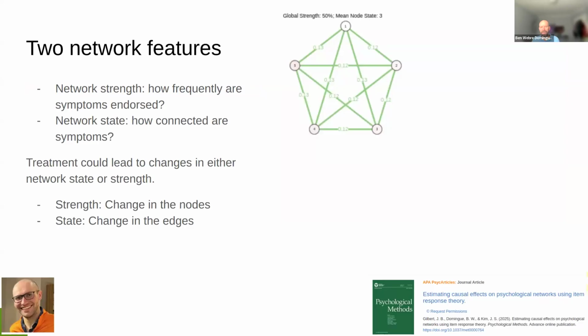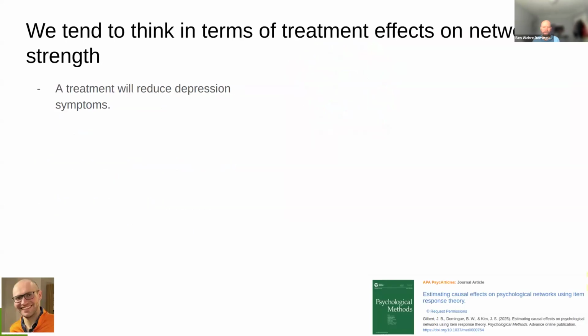So this model suggests two particular features. One is network strength, which relates to how frequently symptoms are endorsed. Another is network state, which is the level of connection between the symptoms or indicators. Josh's observation is that the treatment could change either the network state or strength, and understanding these as different, independent things might be quite valuable.